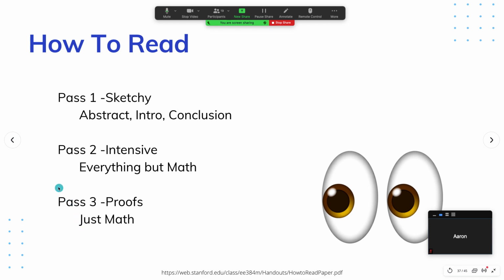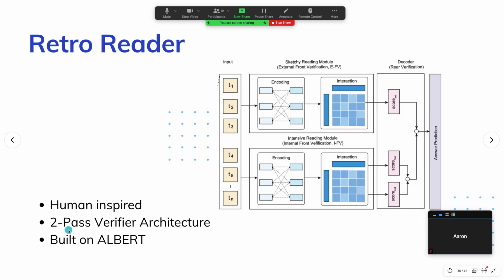So we're going to take a quick detour and talk about a paper that isn't about NLP. It's actually about how to read research papers. I've never really read research papers. This is my first time reading research papers. Someone mentioned there's a paper about how to read research papers, so I read that first. The algorithm it gave for young researchers was, number one, do a sketchy pass, where you look at the abstract, intro, and conclusion. Number two, do a second, intensive pass, which is everything but math. And finally, a third pass for proofs, which is just the math.